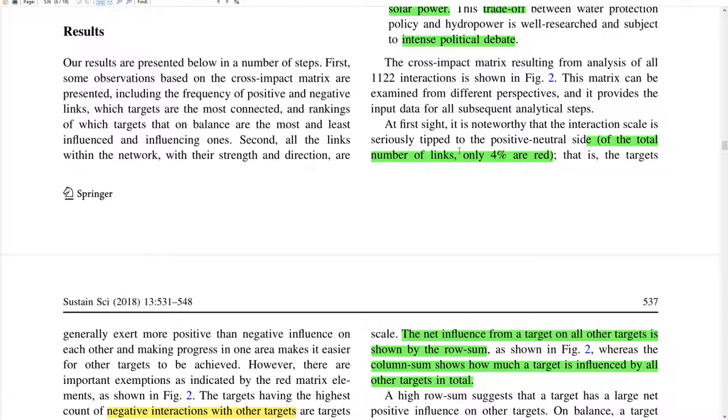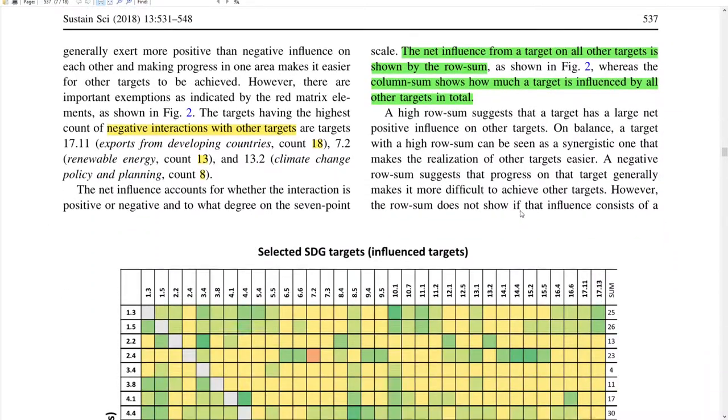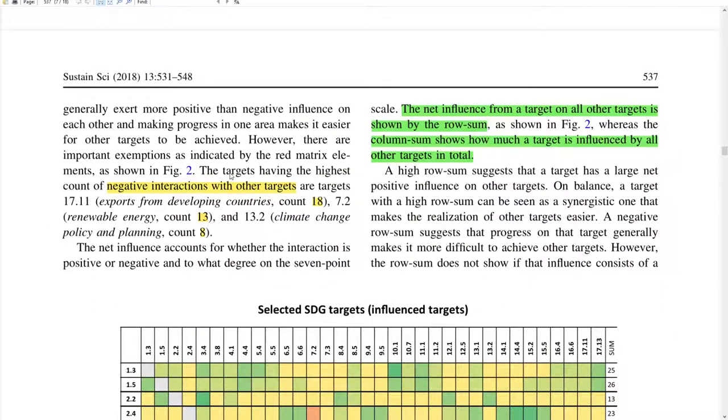Of the total number of links that we have between these 34 targets, only 4% are red. Only 4% have a minus 3. So a lot of positive interactions, more or less, between the targets. The targets having the highest count of negative interactions with other targets are target 17.11, exports from developing countries. They have 18 negative interactions. 7.2, renewable energy, has 13 negative interactions. And 13.2 has 8 negative interactions.